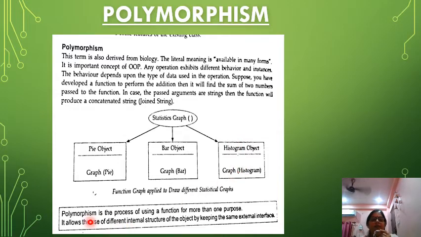Okay, now in a single line what we can say about polymorphism, that it is the process of using a function for more than one purpose. It allows use of different internal structures of the object by keeping the same external interface.